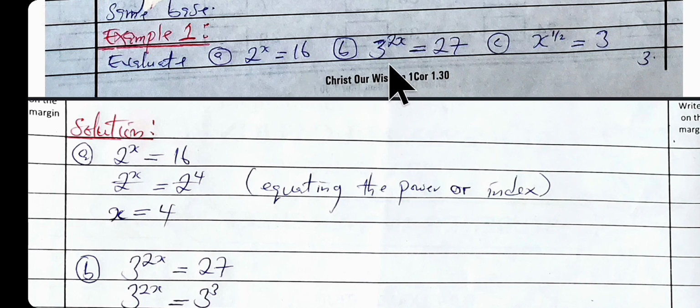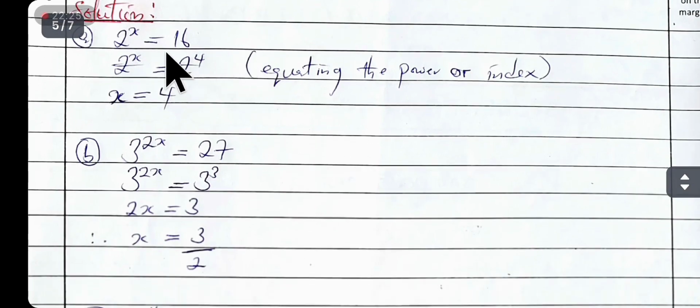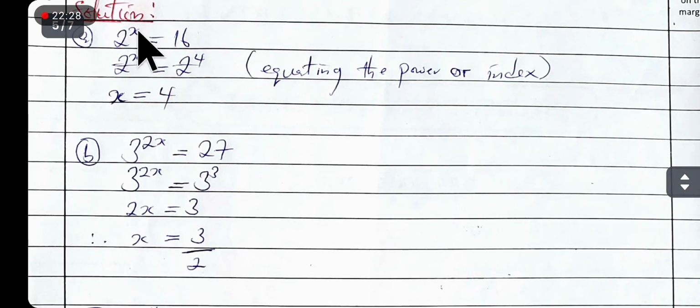If you want to evaluate this, let's take it one after the other. 2 raised to power x equals 16 is the same thing as 2 raised to power x equals 2 raised to power 4. 2 raised to power 4 will give you 16: 2 times 2 times 2 times 2 is 16. 2 raised to power 4 doesn't mean 2 times 4. It means 2 times 2 times 2 times 2, which will give you 16. So therefore the base is the same. If the base is the same, the base can cancel itself. So 2 cancels 2, and you have that x will be equal to 4.